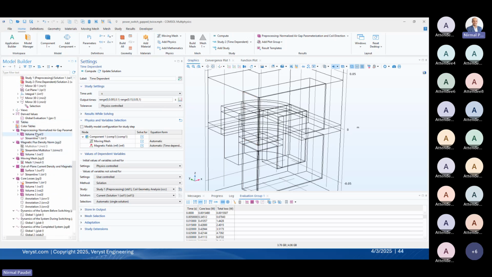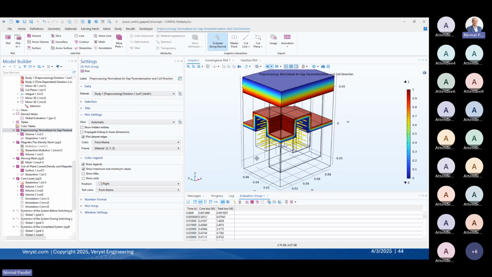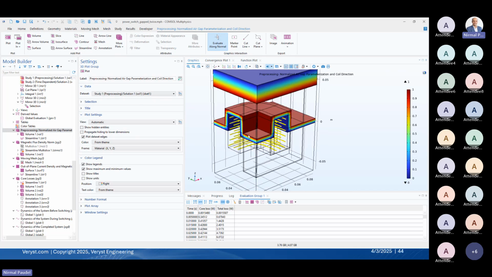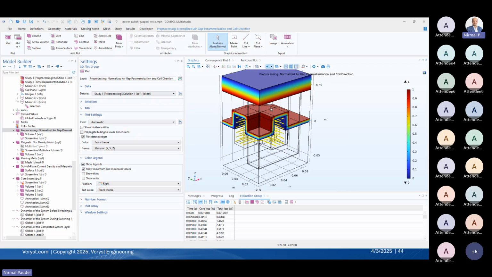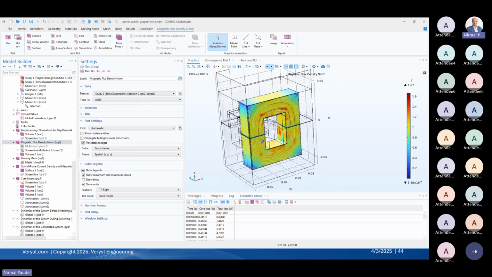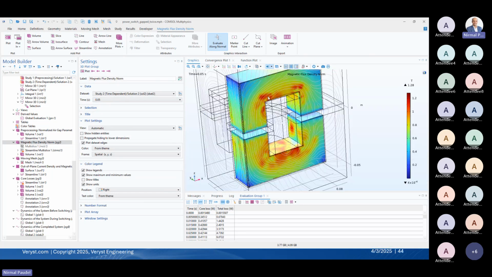On the result side, once you compute it, we have some results already post-processed here. We show the direction of current with a blue streamline, and the other region here is the meshing. And we have the magnetic flux density plotted here at different times. Just before the switching, there is the full gap here and the flux density is low. And when the gap is closed, the flux density will be larger.